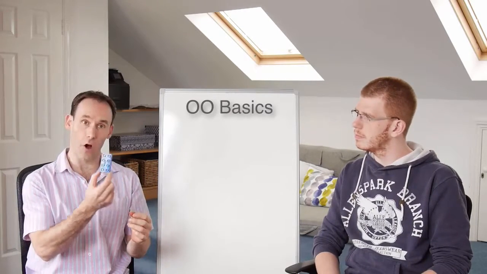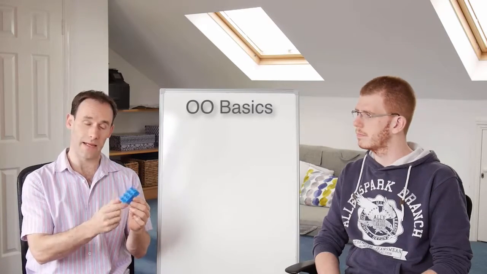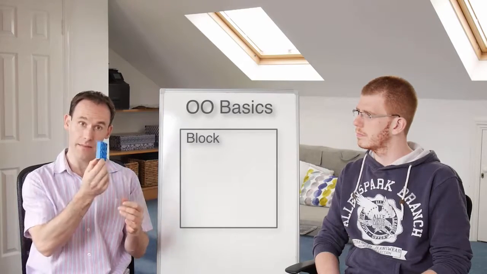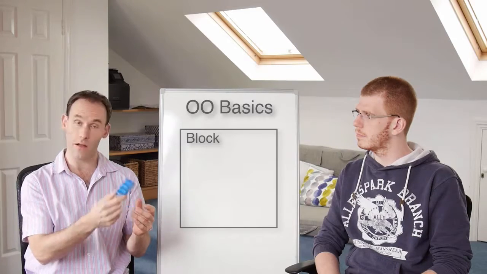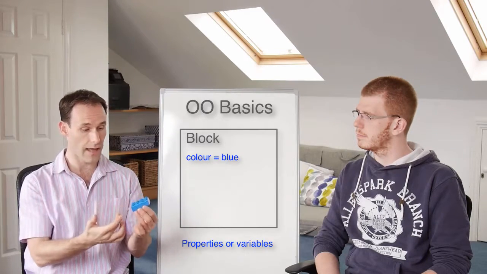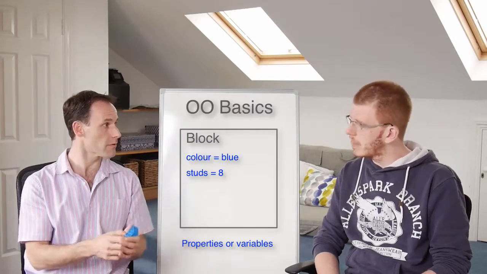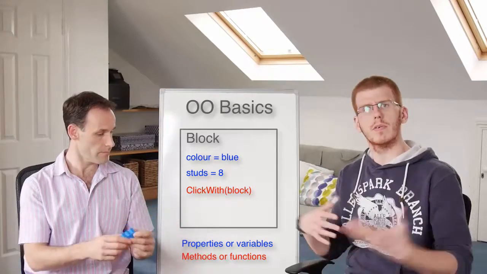This Lego here is an object, or an instance. And the mold that made it back in the Lego factory is a class, a template that says how to make these things. And each instance has a couple of things about it. Firstly, it has properties, like this guy is blue and it has 8 studs on it. And it also has methods, right, Breeze, which are functions. So for example, this particular Lego block would have a click method where you click it with something else.